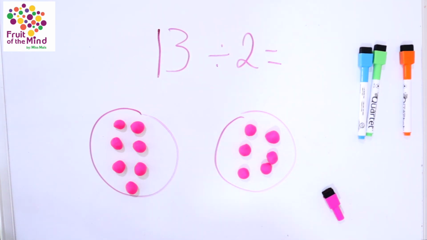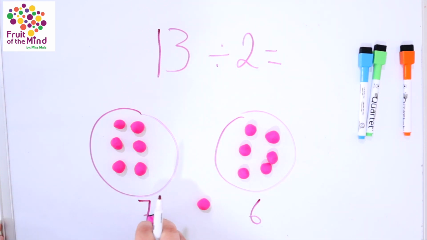Now, if I ask myself the question again, how many do I have in each group? I have 6 here, and I have 7 here. And this is not equal. This is not division. This does not make equal or fair division. So in order to do this, we need to take away 1 and we put it here. So each group now has 6 equally with 1 extra.